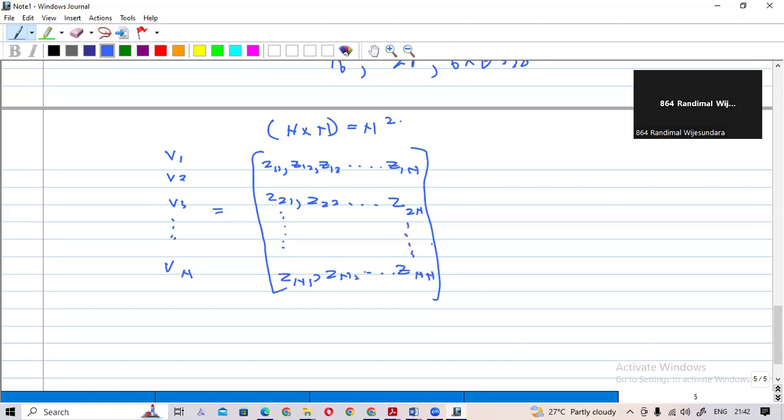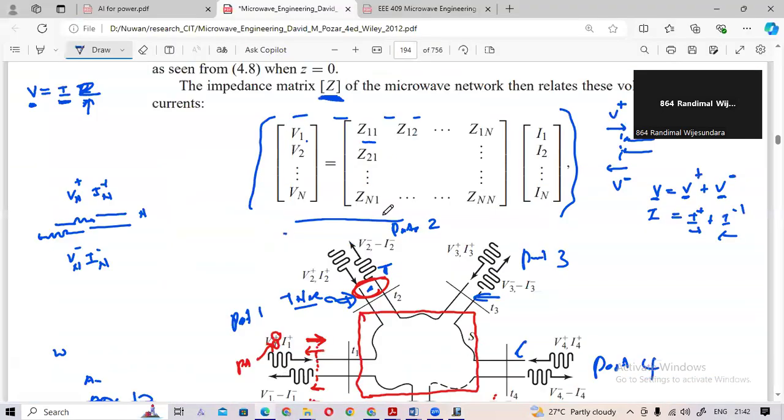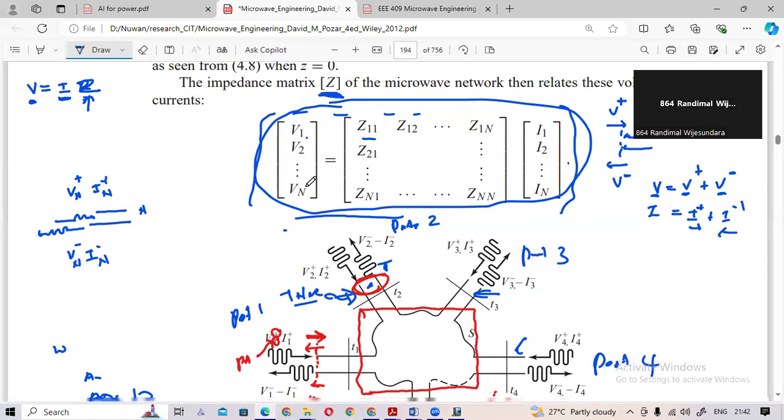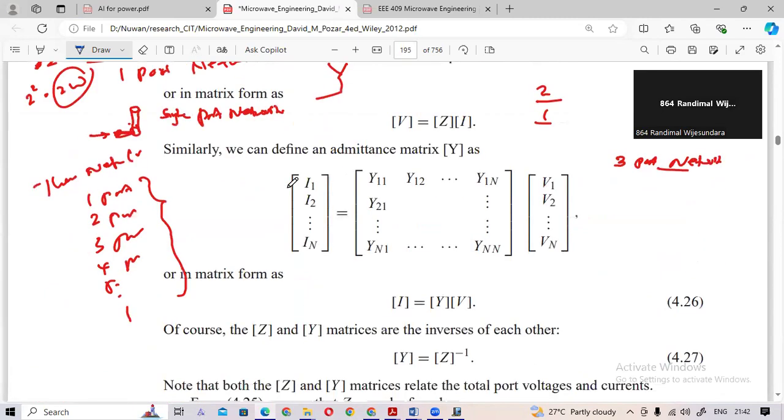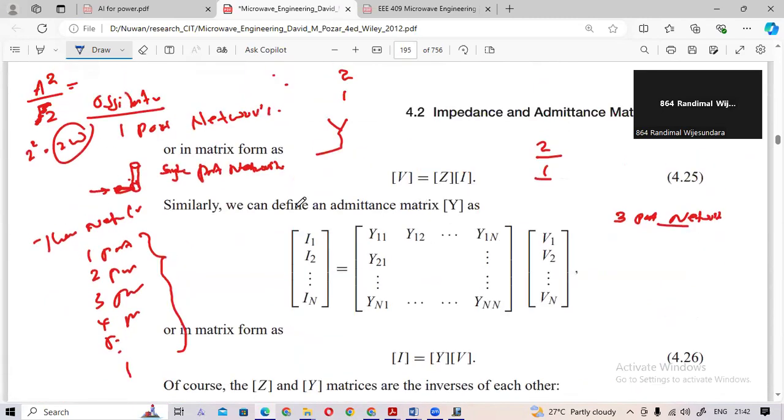So this is the matrix, and also you will have I1, I2, I3, likewise up to IN. So this is the impedance matrix. So maybe now you can understand how this comes. Also this can be resolved into an equation form. The similar way, we can define the admittance matrix also.